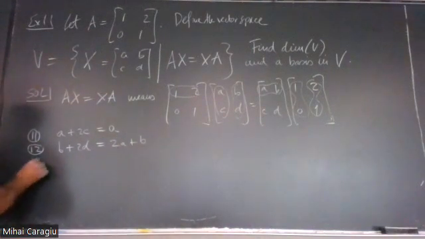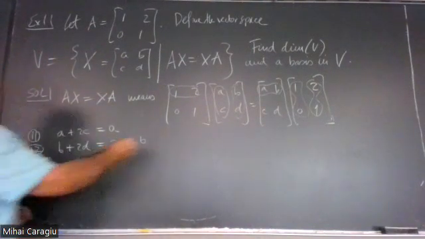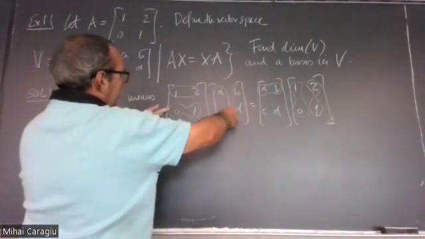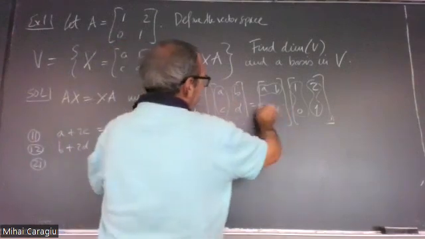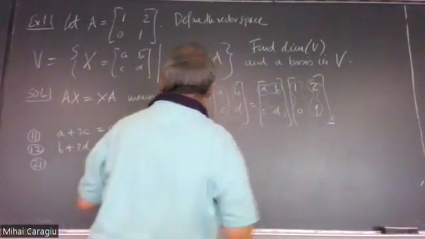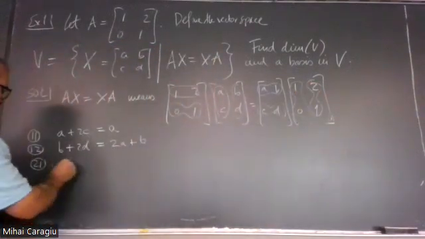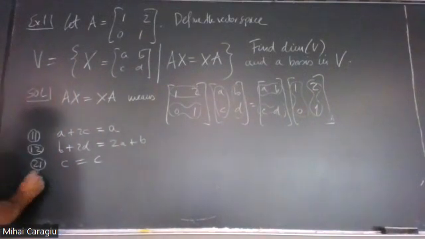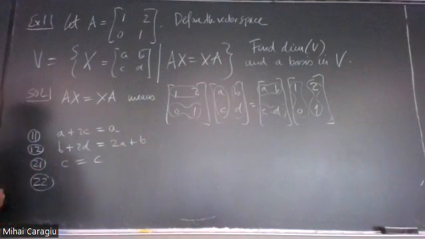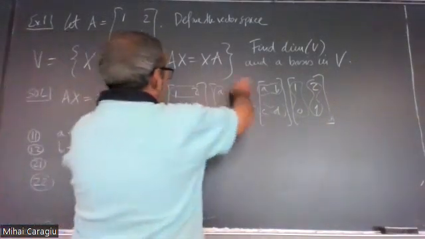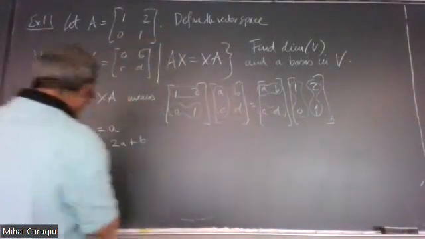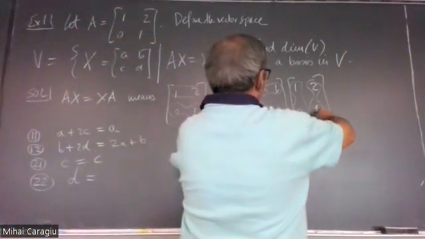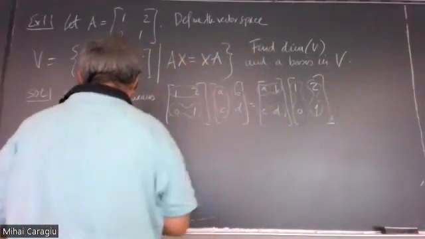Entry 2, 1, second row, first column. Second, first: c equals c. So non-information, we can discard it anyway. Then 2, 2, second row, second column. So that will be d equals, second, second, 2c plus d.